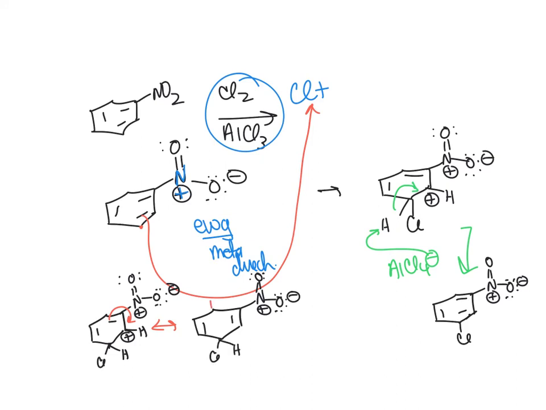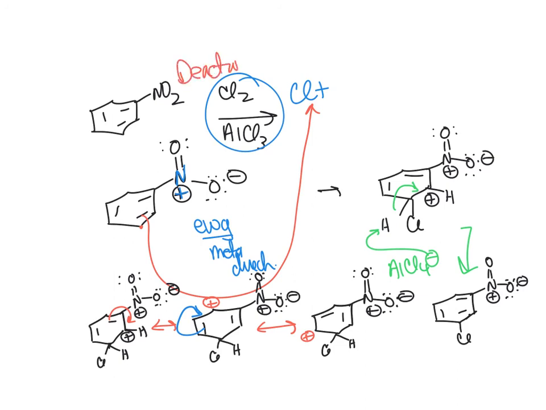Now you have your positive charge here. You redraw. Electrons go towards there. And then your carbocation is there. So that's all your resonance structures. Now, this is a deactivator. This is so slow compared to benzene, okay?